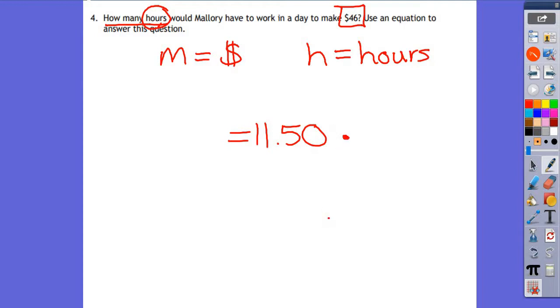What am I going to multiply it by? Am I going to multiply it by money or by hours I work? Hours. So I'm multiplying it times some hours. When I multiply these two things, it produces my grand total. Is it grand total hours or grand total money? Grand total money. So it's equaling money. So there's my equation: M equals 11.50 times H.